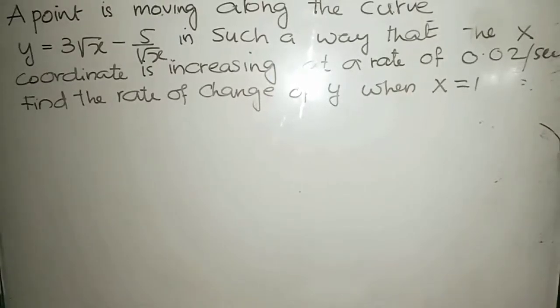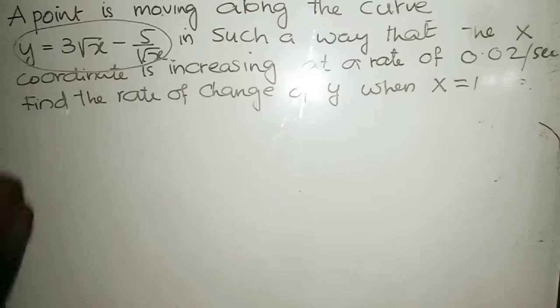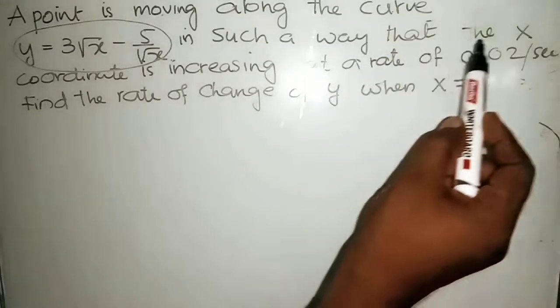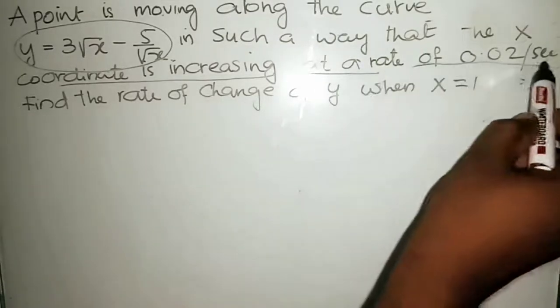A point is moving along the curve y is equal to 3 root x minus 5 by root x in such a way that the x coordinate is increasing at a rate of 0.02 per second. Find the rate of change of y when x equals 1. So this is another question. Here two things we need to take care of. One is the equation of the curve and the other thing is the rate of change of x coordinate.